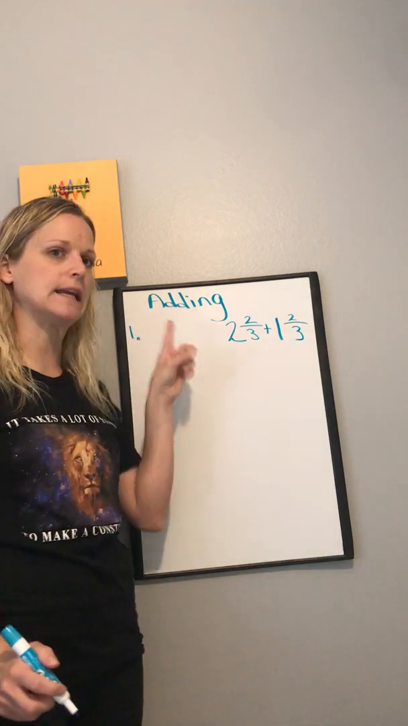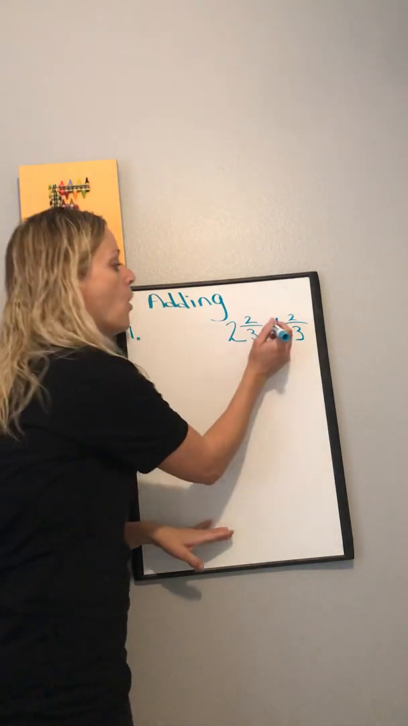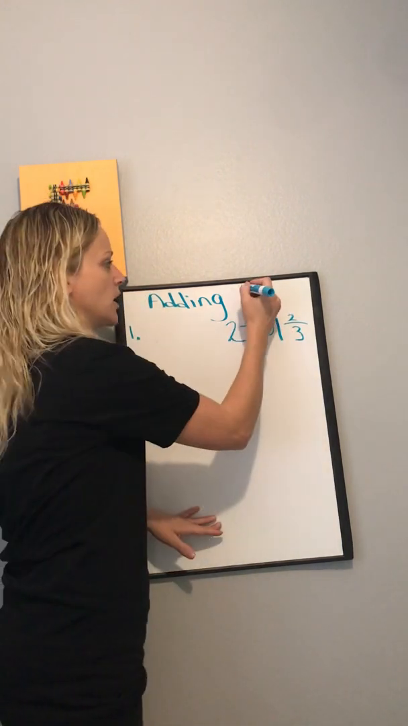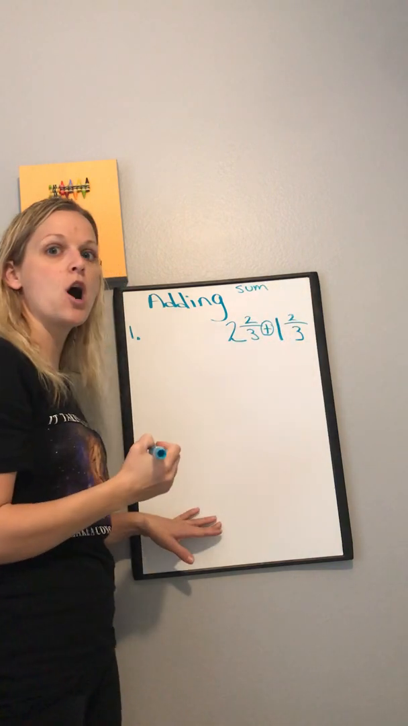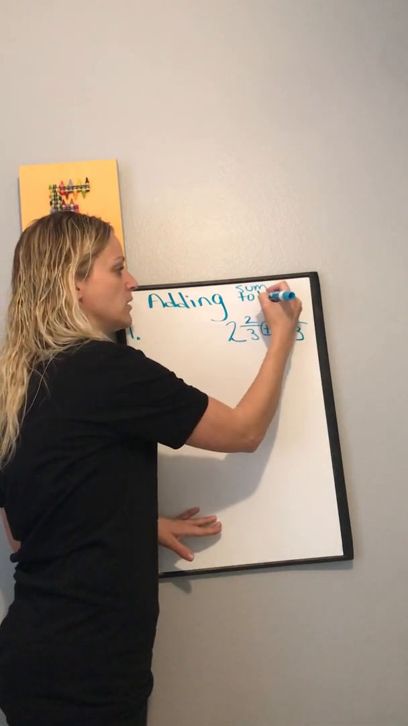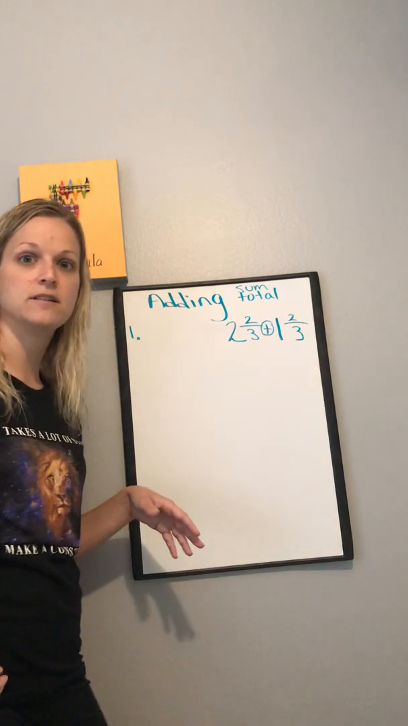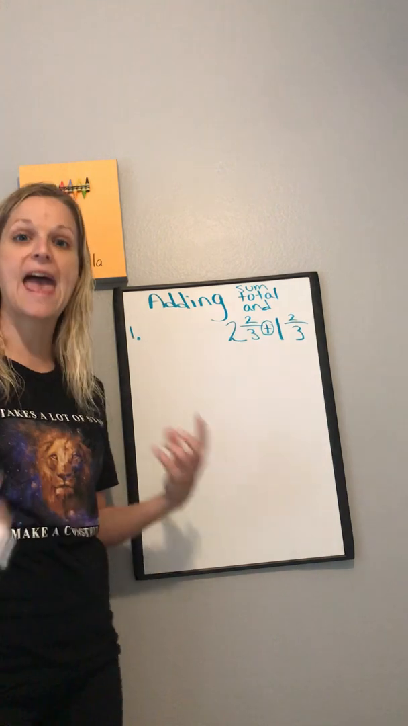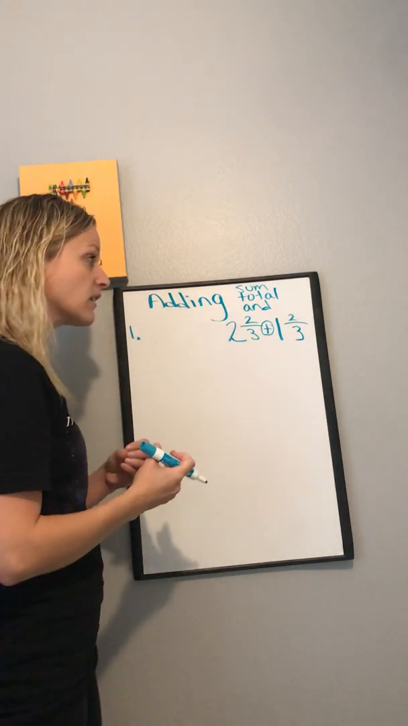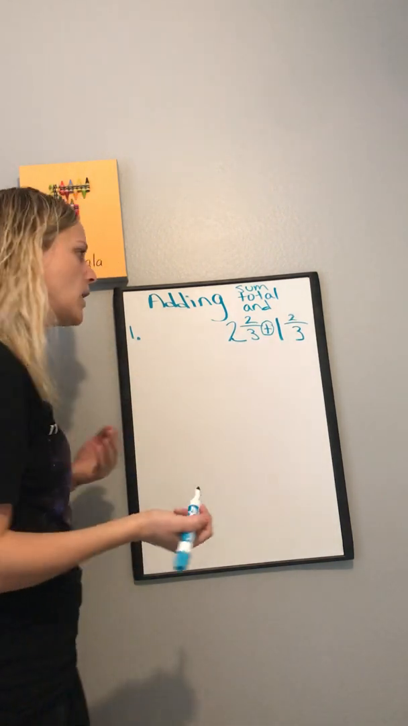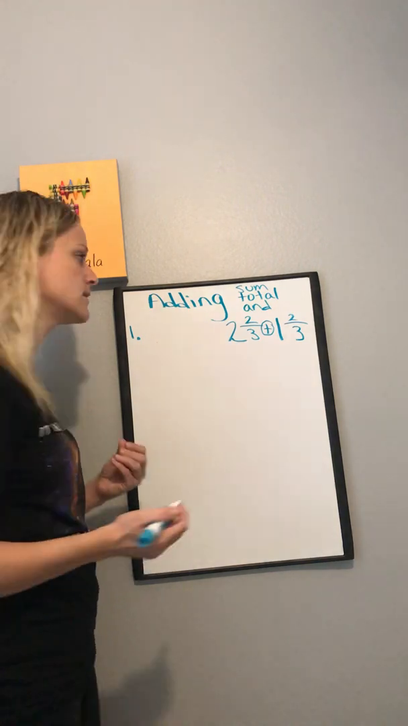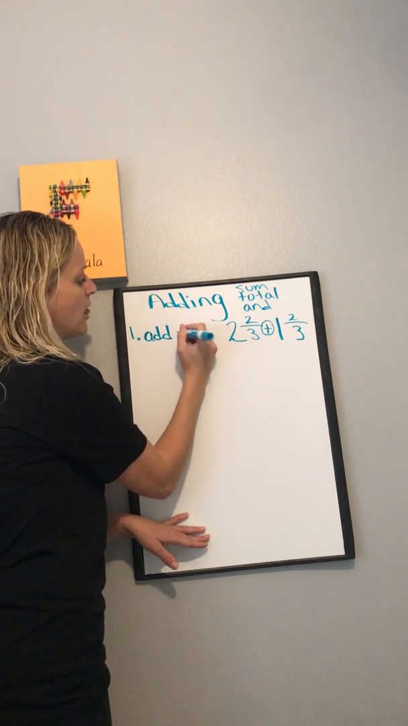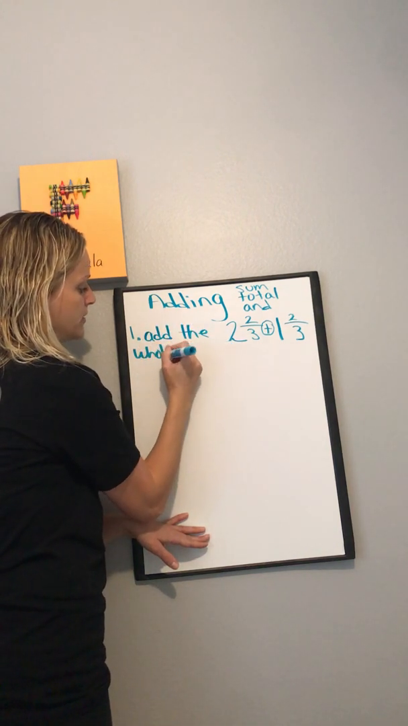So remember, when we're adding, you have to look for those keywords also. What keywords mean you're going to add? We know sum means we're going to add. We know if we're finding a total, that means we're going to add. We know that that word and can sometimes mean to add. If we're finding something all together, that means we're going to add, okay? So look for those keywords. Alrighty, so step number 1, we're going to add the whole numbers.